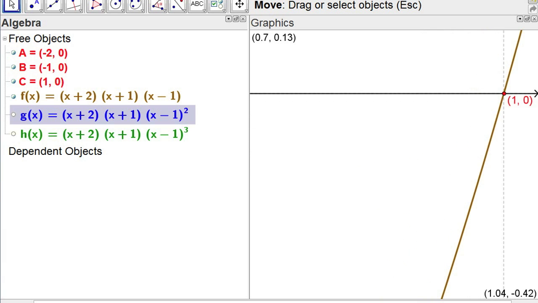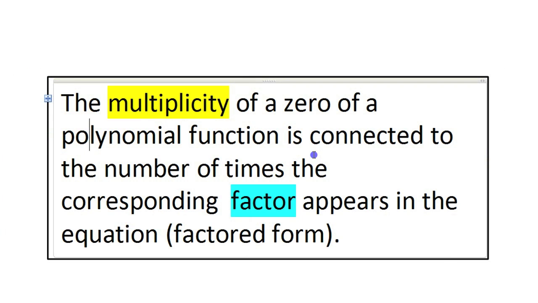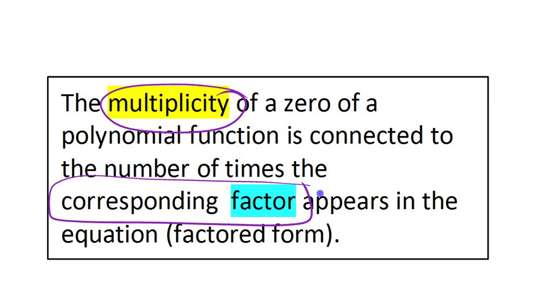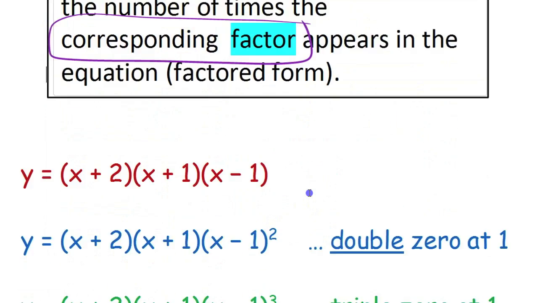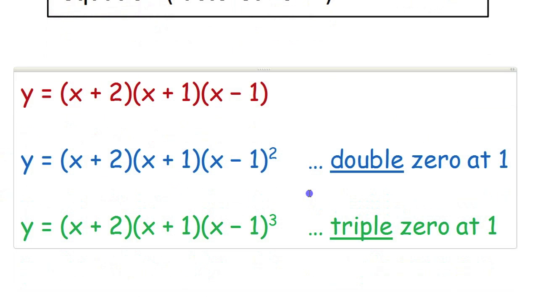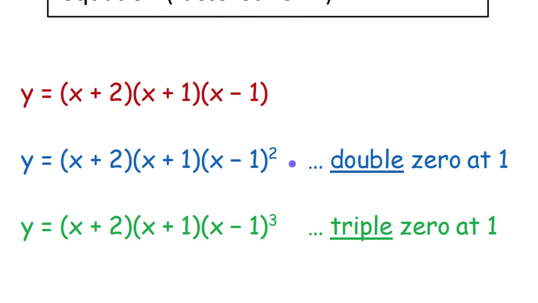And we'll go back to here. All right, so multiplicity. Multiplicity meaning occurring more than once. And it's connected to how many times that corresponding factor occurs in the factored form of the equation. Now, let's see if we can do something with this. Although before we do, I have written this out for you here. The terms double zero, triple zero, or double root, triple root. Again, related to those factors.